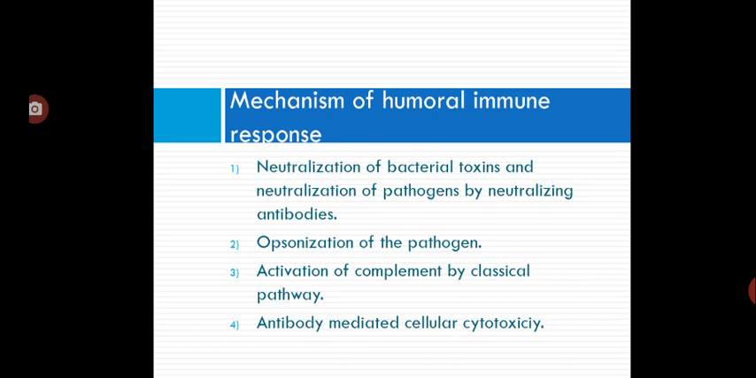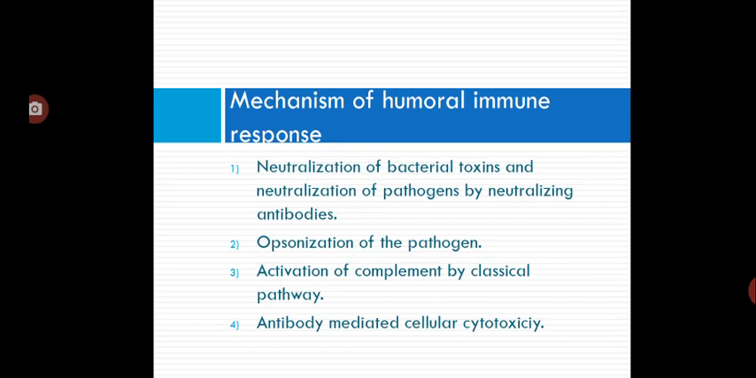The next mechanism is antibody-mediated cellular cytotoxicity. Antibody will bind to the surface of virus-infected cell and is recognized by IgG receptors present on the surface of cytotoxic cells such as macrophages and natural killer cells, and the infected cell is killed.